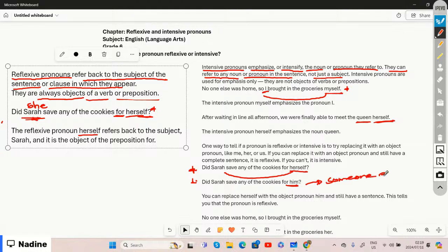It refers to someone else, right? It doesn't refer back to Sarah. So which means that you can replace the word herself with the object pronoun him, right? And we can still have a sentence. So even though we say, did Sarah save any cookies for him, right? Him referring to someone else, yet the sentence still makes sense. So this tells us that it is a reflexive pronoun, or the pronoun is reflexive.